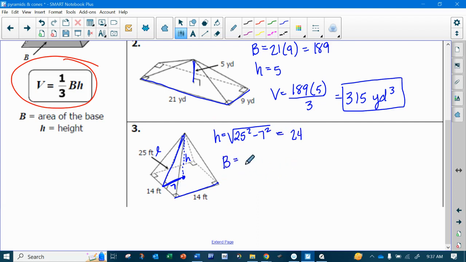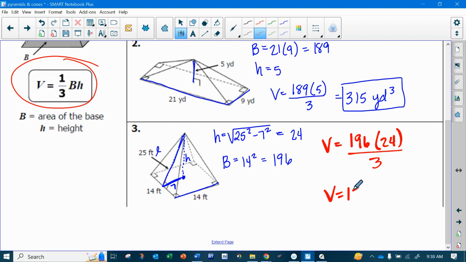Area of the base, my base is a square, so that's 14 squared, which is 196. So now I'm just going to do base times height divided by 3. So volume is base times height divided by 3. And oops, let me try typing that in correctly. I'm getting 1568. And that is feet cubed.